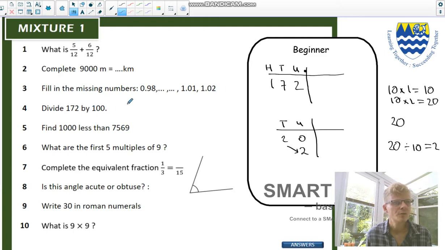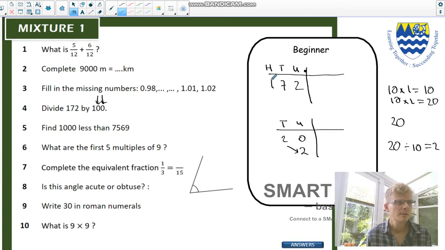We can divide it by 100. If we divide it by 10, that would move everything once. If we divide it by 10 again, that would move everything another place over. Dividing by 10 twice is the same as dividing by 100. So let's move everything 2 places over to the right.